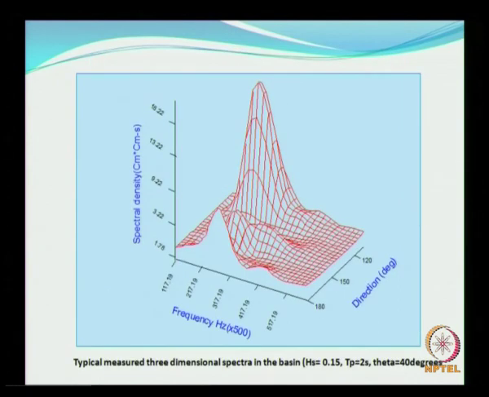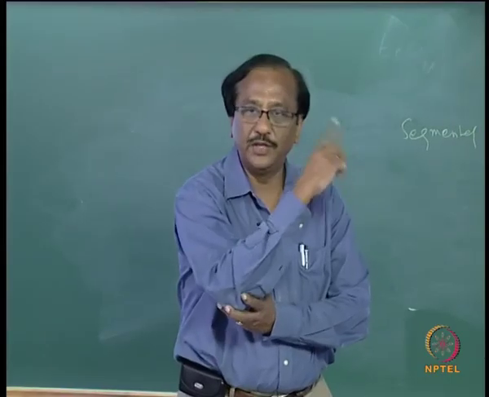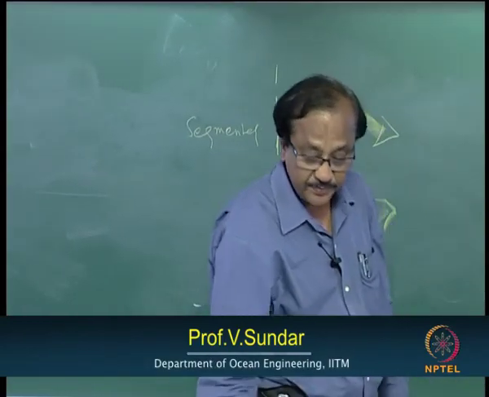This is a typical directional spectrum which we have measured. So you see that this is the energy distribution, this is the spectral density, and this is the energy as a function of frequency and also as a function of direction. So if you take one direction you get one spectrum, or if you take one frequency you will get the distribution of energy as a function of direction. So that is what gives the directional spread.